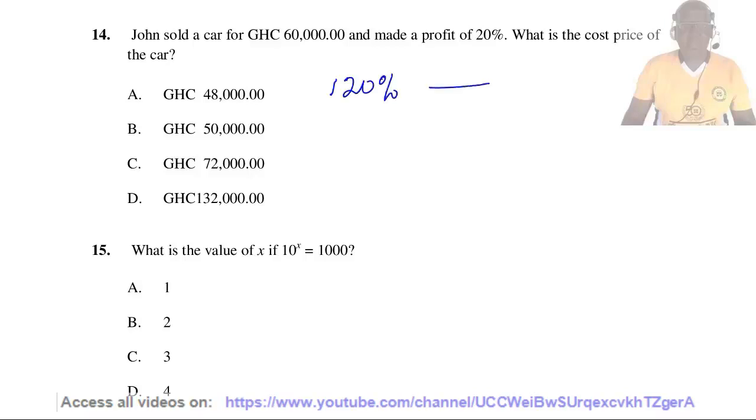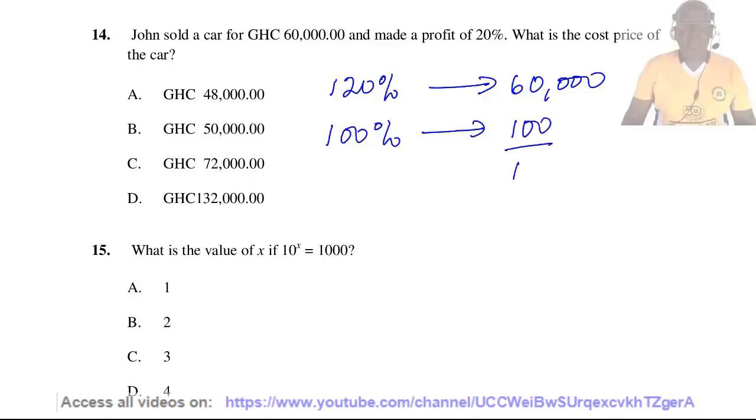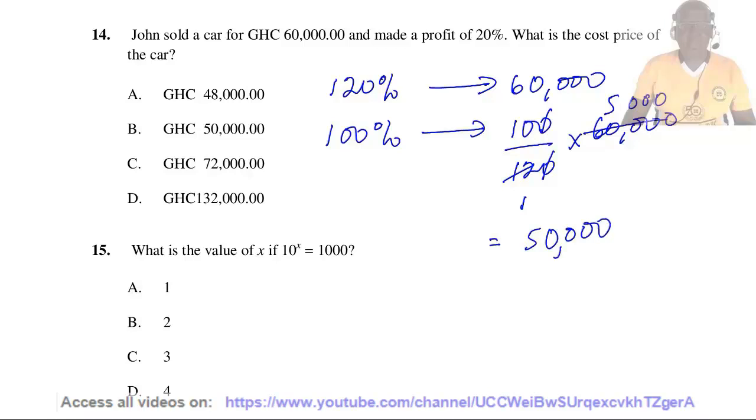And this corresponds to 60,000. Therefore, the cost price, that's 100%, is going to give you less. If less, more divide. So 100 over 120 times 60,000. Zeros will cancel. 12 goes here 1, 12 goes here 5, 0, 0, 0. Times 10, we shall get 50,000. So the answer is B.